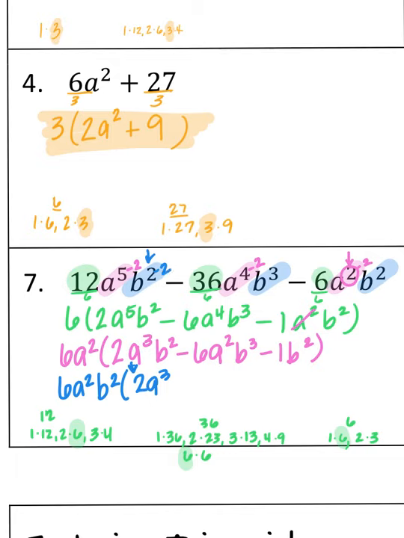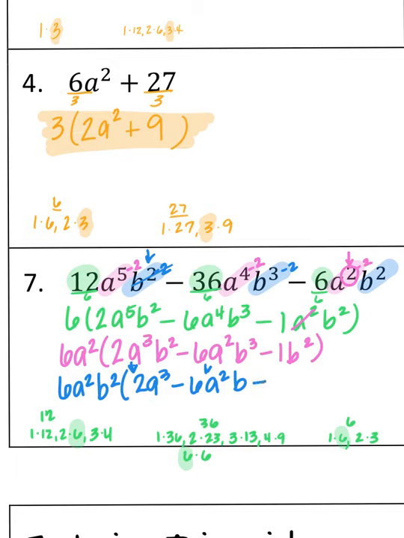When I subtract 2 from my b to the 2nd, it cancels out. I don't have any b's left. So minus 6a to the 2nd. I'm just bringing that down. And when I subtract 2 here, 3 minus 2, I have 1 b left. So I'm just going to put 1 b in there.